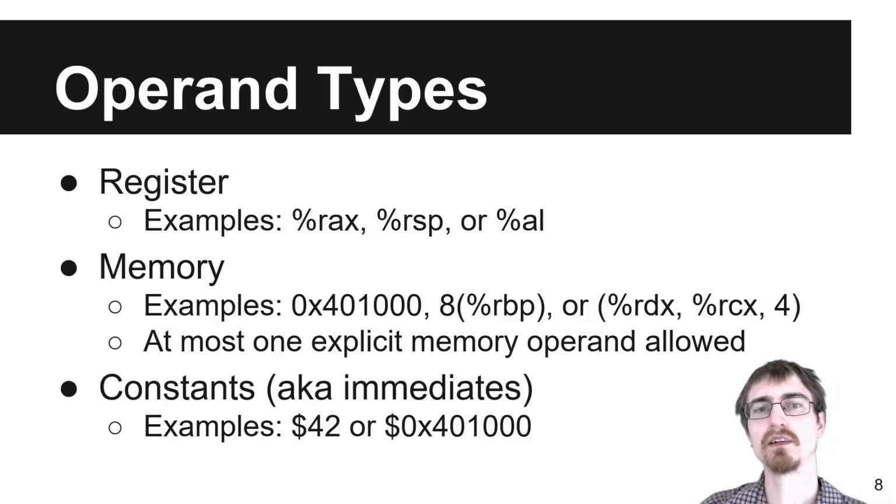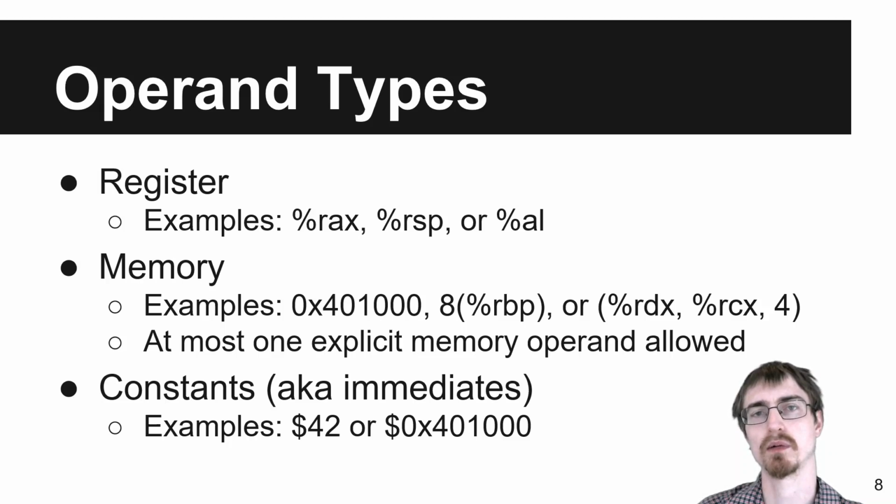Now, these are the different types of operands that you can get: registers, memory, and constants. Registers are typically the simplest ones. A register is a simple, small memory location stored on the CPU itself. So access is super fast, but the amount of storage is limited. We only have a few registers and they're very small.